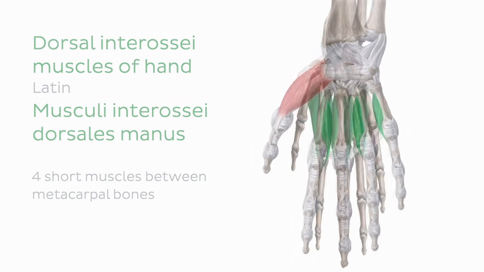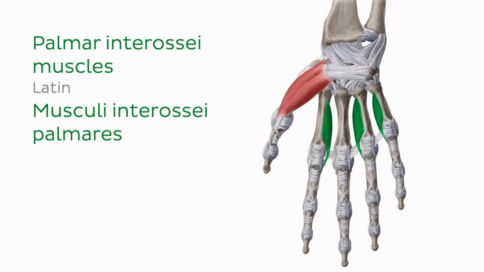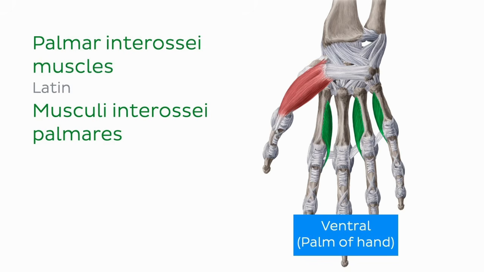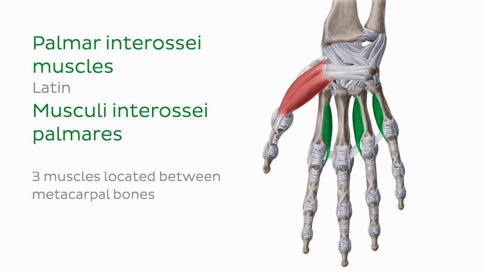The palmar interossei come next, and as you can see, we have flipped the hand around again, and now we are looking at the palm of the hand. The palmar interossei are 3 muscles located between the metacarpal bones. These muscles can also be numbered 1 to 3. The 3rd digit does not have an associated palmar interosseous muscle.